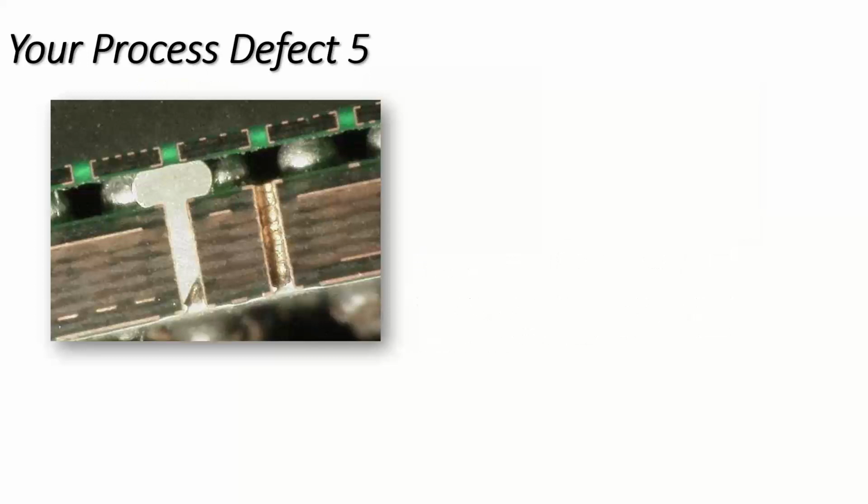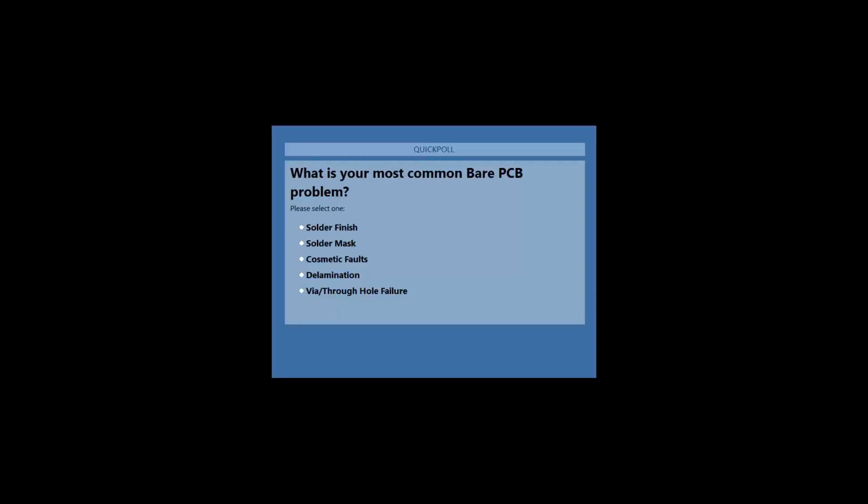Okay, process defect number 5. But before we go on to that, what I would like to do is just give another survey. So the next survey is, what is your most common bare board problem? So again, same thing. All you need to do is select which one of these you feel gives you the most problems in manufacture. Solder finish, solder mask, cosmetic, delamination, via through-hole failure.